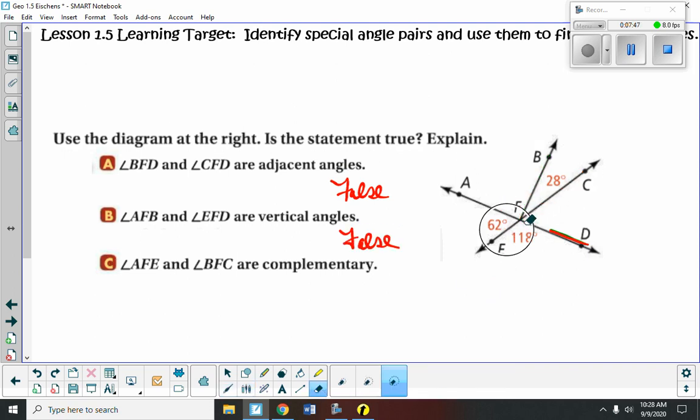I'm going to try to erase this. My board is not cooperating just lately when I'm trying to use the eraser.